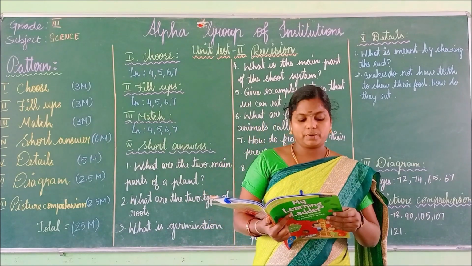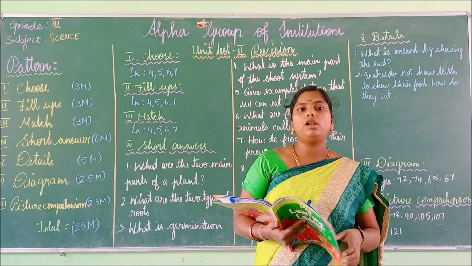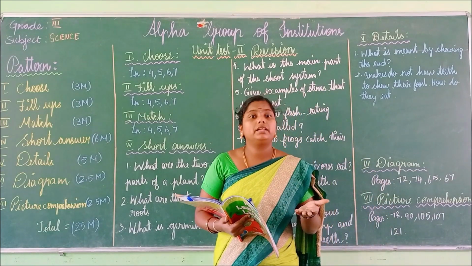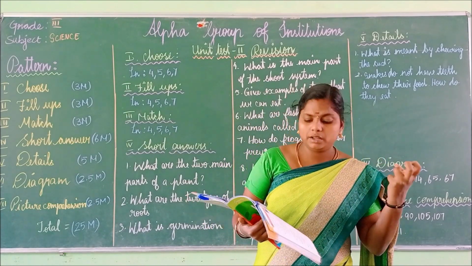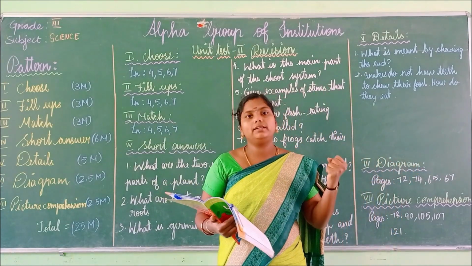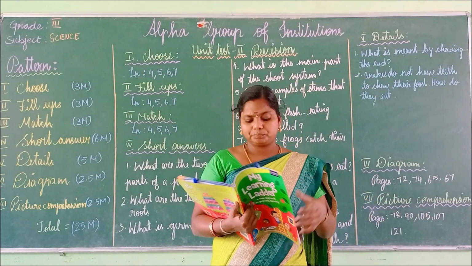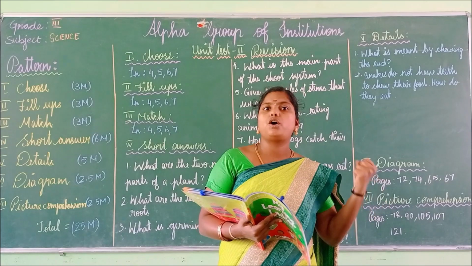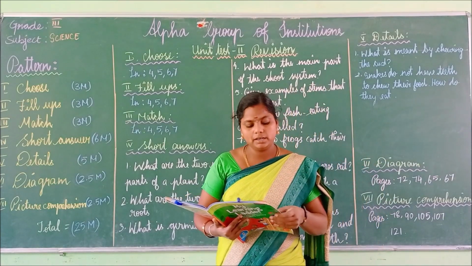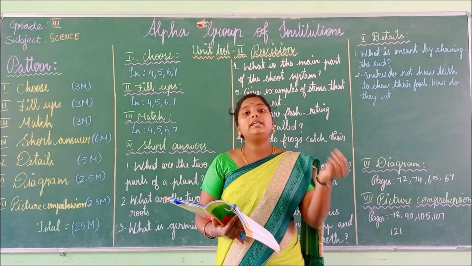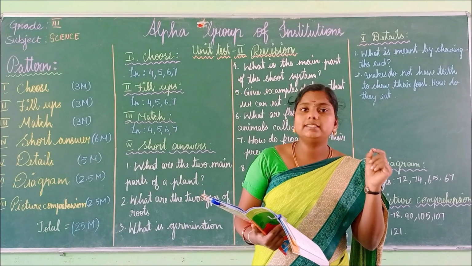So here your first one. The part of a plant that absorbs water from the soil is called dash. Again the question is, give the recap. I know that the roots will absorb the soil minerals and water from the soil. So what is the answer here, children? The part of a plant that absorbs water from the soil is called root. So the answer is root.